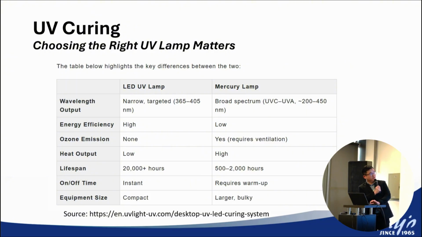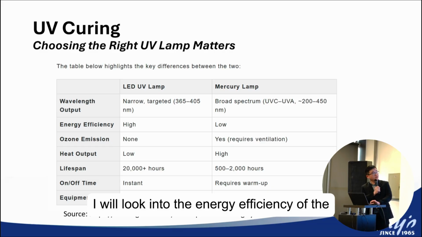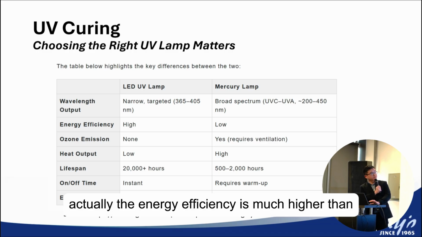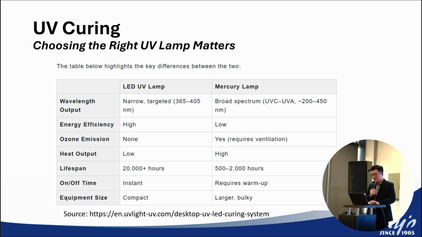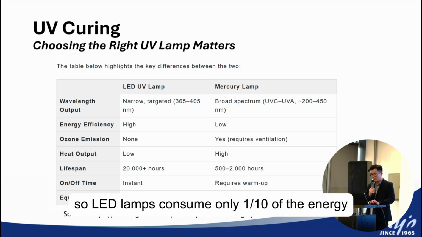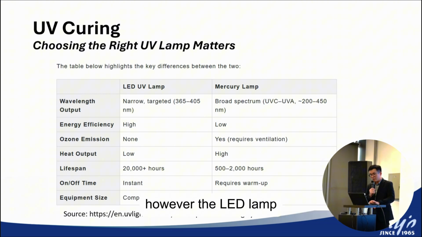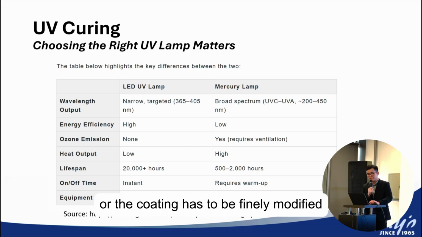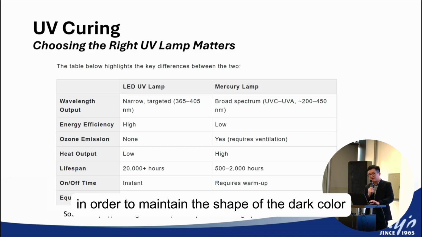Among this data, I will look into the energy efficiency of the LED lamp and the mercury lamp. You can see that the energy efficiency of the LED lamp is much higher than the mercury lamp, and energy efficiency is the most important issue to most manufacturers. LED lamps consume only 1/10 of the energy compared to the mercury arc lamp. However, the LED lamp has high intensity at a specific wavelength, but its penetration power is low. So the coating must be sufficiently transparent, or the coating has to be finely modified in order to maintain the shade of the dark color.